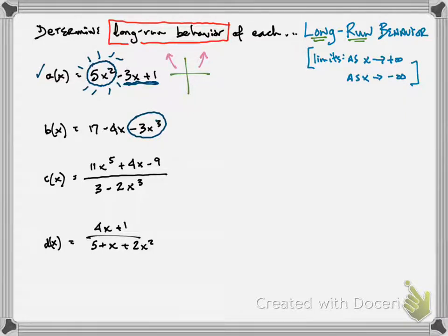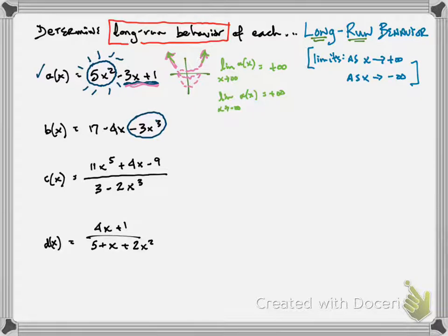Again, in the short run, we don't necessarily know what this function does. Maybe it dips way down here. Maybe it never crosses the x-axis. If we took some time and thought about it, we could figure it out. We could plot it on our calculator. But big picture, in the long run, we know that 5x squared is going to do this. And so we say that our long-run behavior is the limit as x goes to infinity of a of x. The answer to this limit question is infinity. And the limit as x goes to negative infinity of a of x is also positive infinity. Both go to positive infinity.